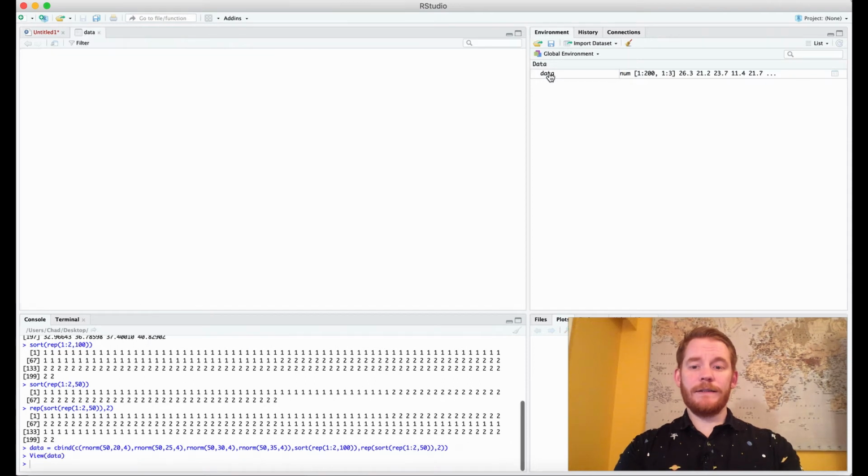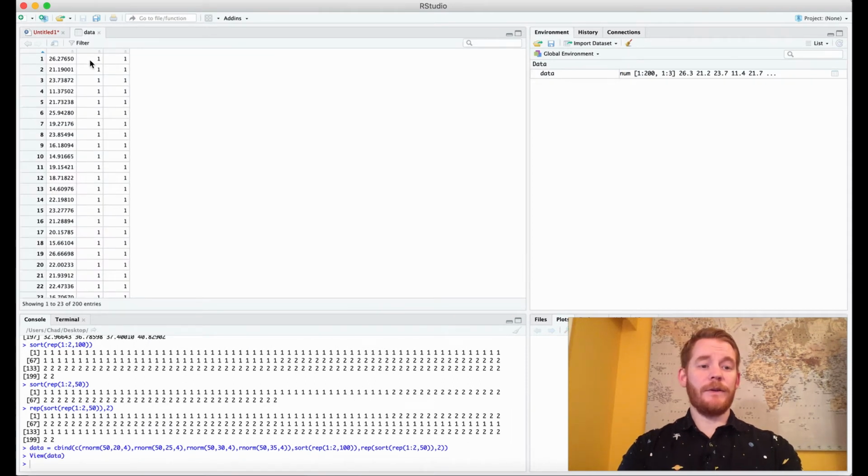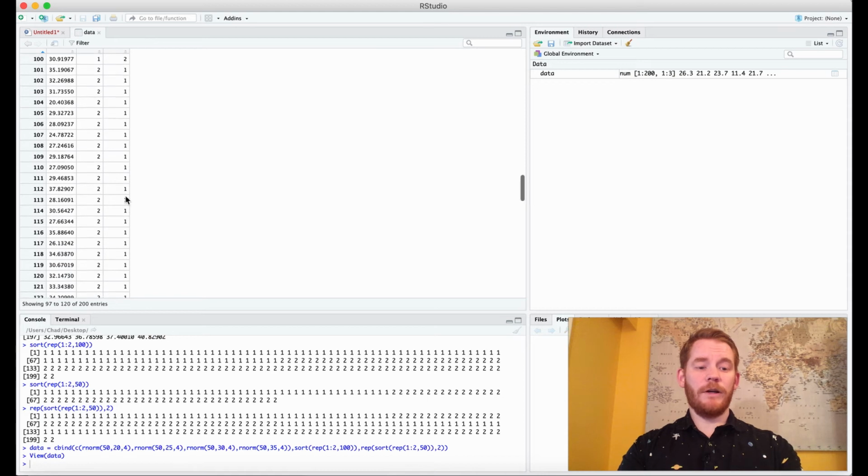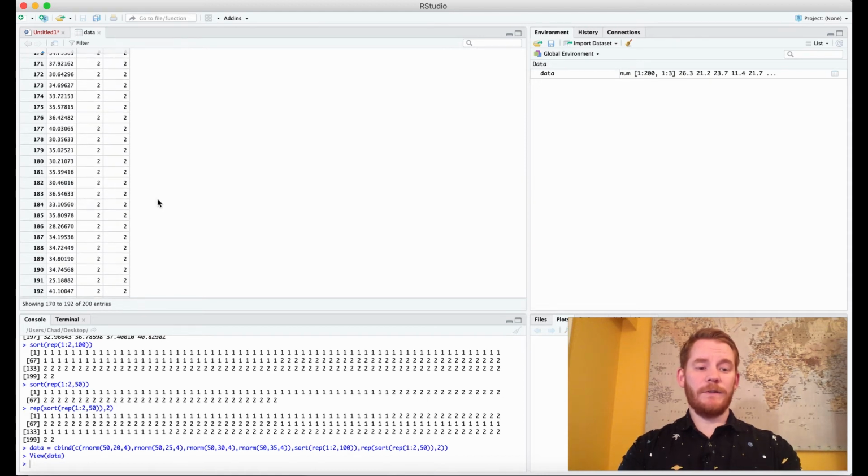What we see here, these are our scores. This is the level identifier of our first factor, and this is the level identifier of our second factor. So the first group is identified as 1, 1. The second group is going to be 1, 2. The third group is going to be 2, 1. And the fourth group is going to be 2, 2.